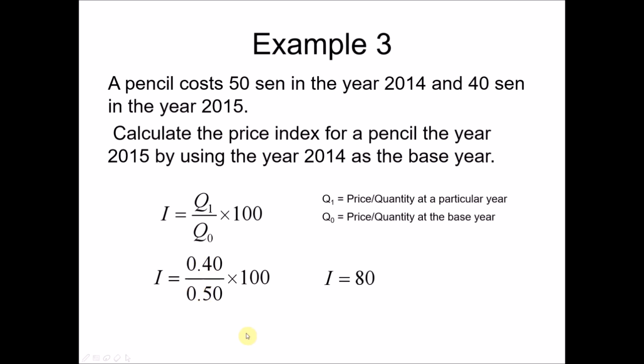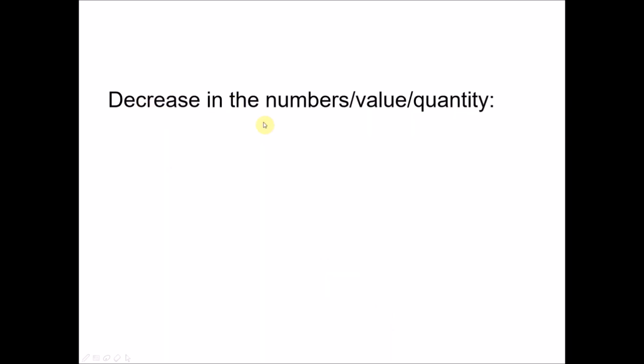So you get I equals 80. So the price index that you get here now is 80. This is also an index number, which we call price index because it is related to the price of an object. So what information can we get from the value of 80 here? Okay, so you can see that when there is a decrease in the numbers, from 50 cents to 40 cents, the index number will be less than 100, because 100 means there is no change to the value or quantity. So if it decreases, it will be less than 100.